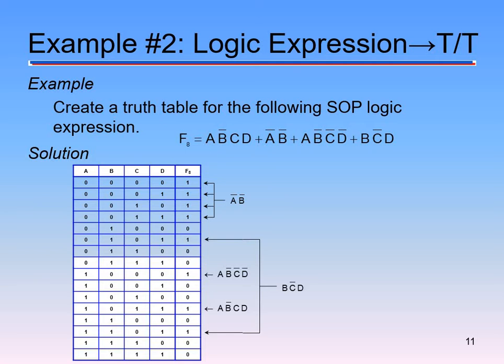And we can see where those other terms lie. It's 0, 1, 0, 1. We put a 1 for the output, and 1, 1, 0, 1 for an output of 1 as well. So now we've completed the truth table based on the SOP logic expression that's been given to us.